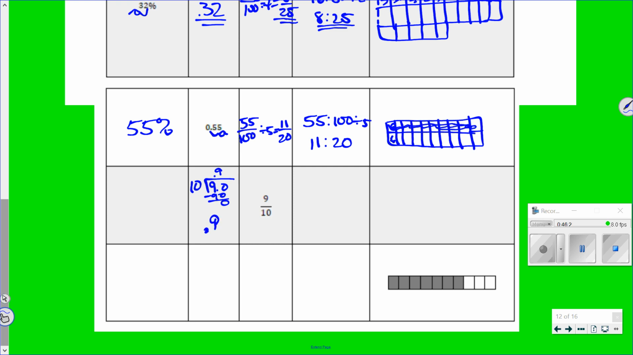Now that I have the decimal, I just move it twice to get my percent. Empty buckets get a 0. So that's 90%. And I'm going to rewrite that. There are my answers for 9/10. My ratio, 9 to 10, because I can just use the fraction form to do that. Then my model, I'm just doing 9 out of 10 boxes.